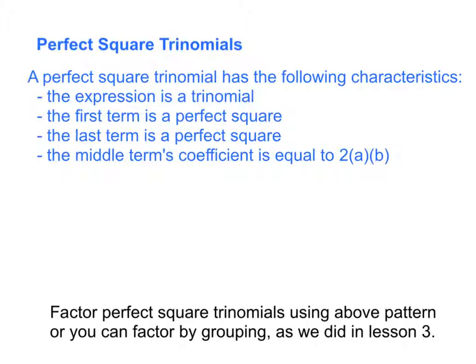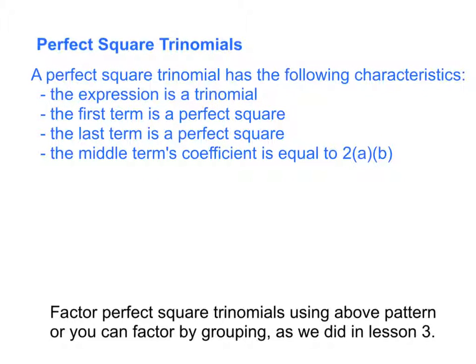It would be a trinomial, first of all, so you have to have 3 terms in the polynomial. The first term has to be a perfect square. So it could be written as a number times x squared, and you could take the square root of the number and the variable. The last term is also a perfect square and can be written as b squared. The middle term's coefficient has to be equal to 2 times a times b.